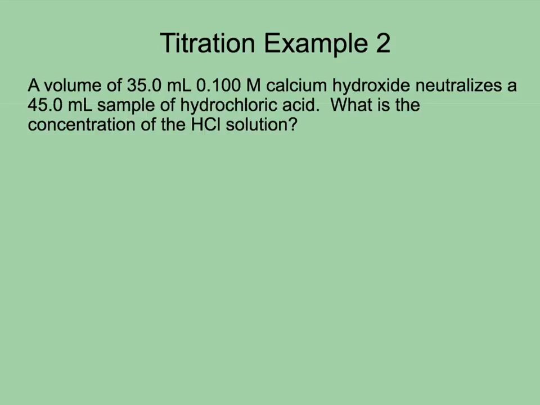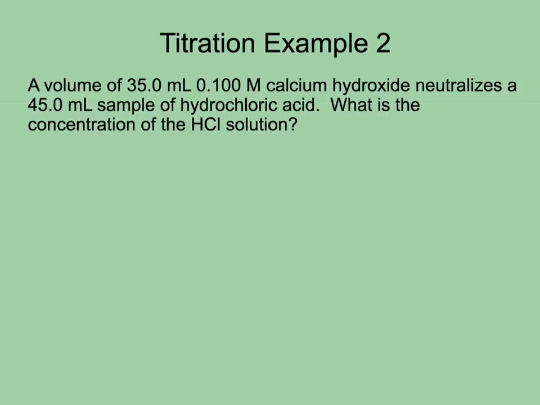Let's try another example. Example 2 says a volume of 35 milliliters of 0.1 molar calcium hydroxide neutralizes a 45 milliliter sample of hydrochloric acid. What is the concentration of the HCl? So similar to the last problem, very similar. You have an HCl solution and you don't know its concentration, but you do know that it's 45 milliliters. So you titrate it with 0.1 molar calcium hydroxide, and it takes 35 milliliters to get the indicator to turn colors. So you want to know the concentration.